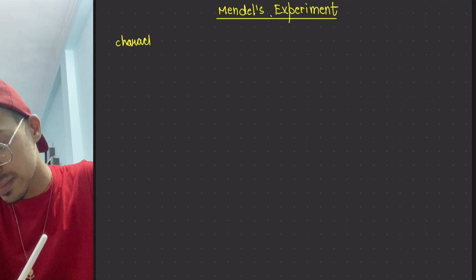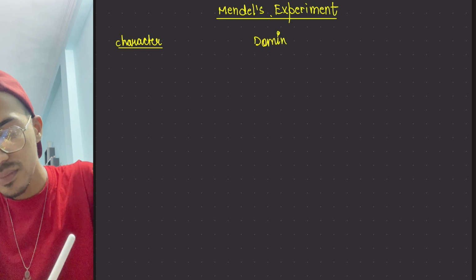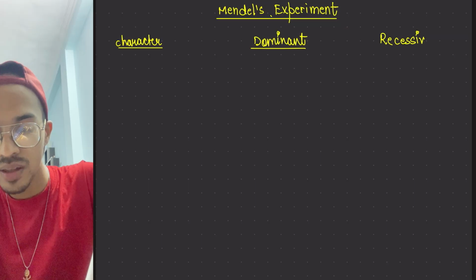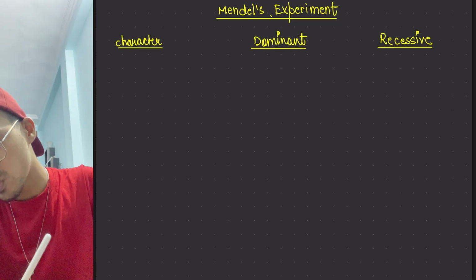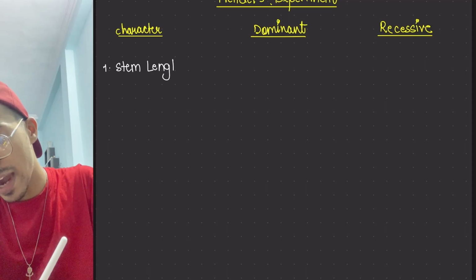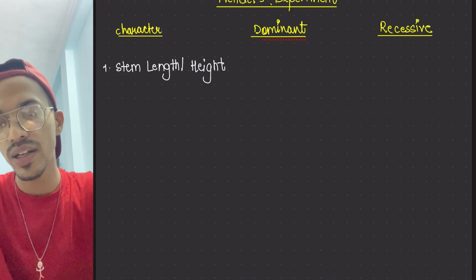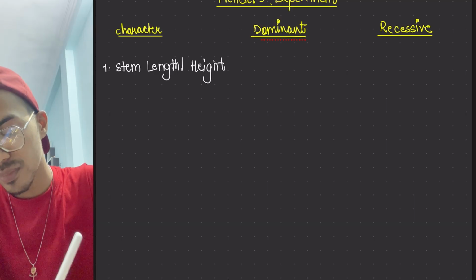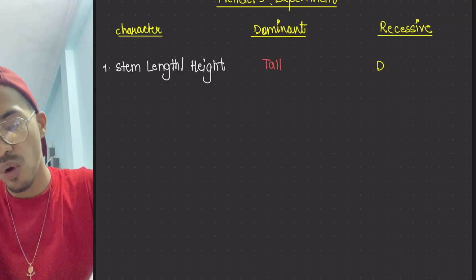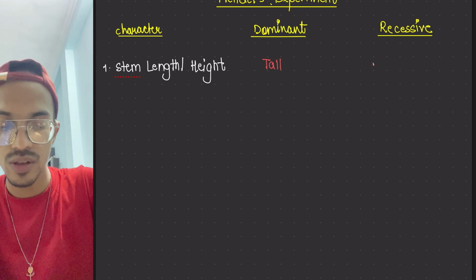So characteristic. Then we have to remember which one is dominant, and next which one is recessive. Now the first character is stem length. It is even written as stem height. So the dominant character in this stem height is tall. And the recessive character is dwarf. Either you call it dwarf or you call it short.